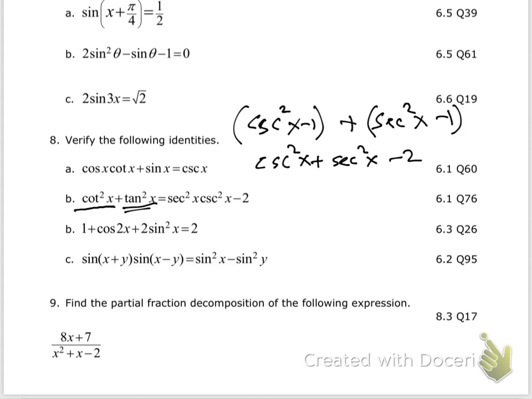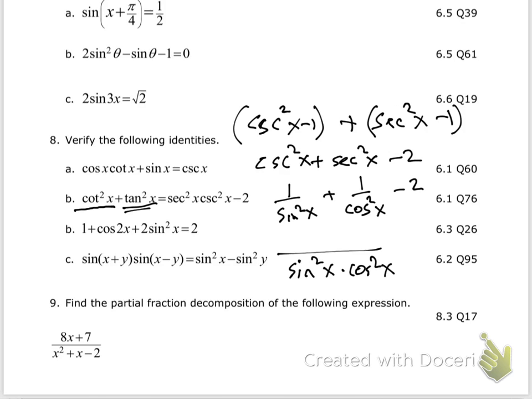Now, cosecant squared x is 1 over sine squared x. Secant squared x is 1 over cosine squared x, minus 2. Okay? Right, common denominator is sine squared x, cosine squared x. All right, I'm going to end up with this. Put both denominators together. I've got sine squared x, cosine squared x on the bottom.